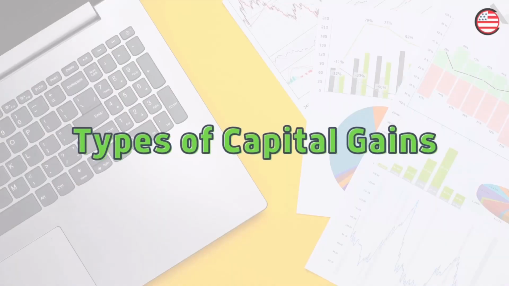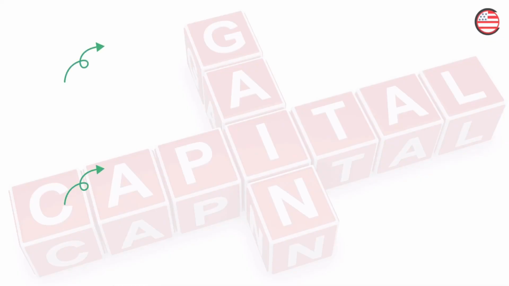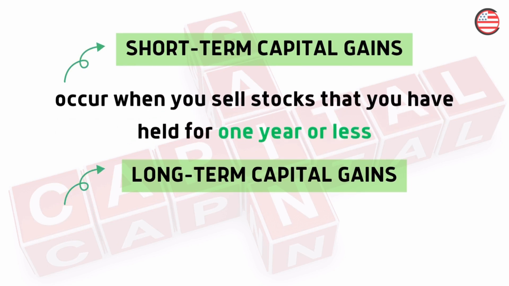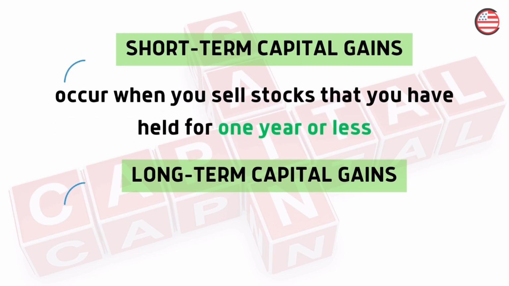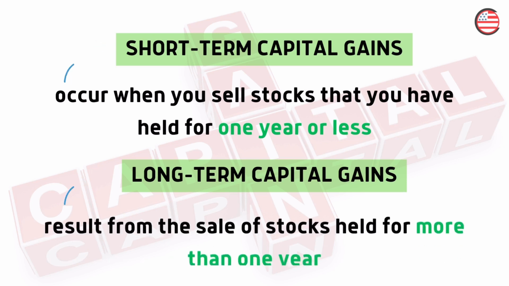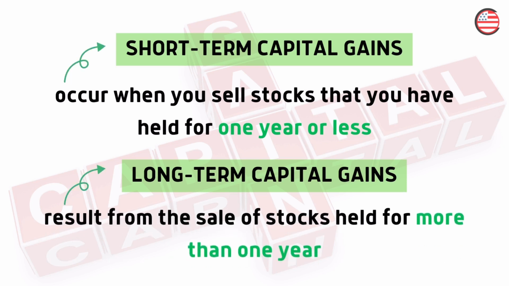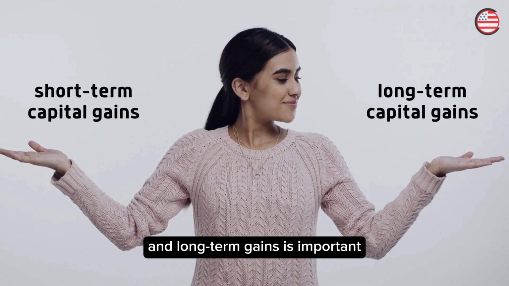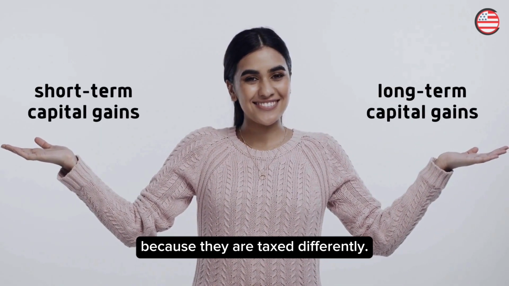Types of capital gains. There are two types of capital gains, short-term and long-term. Short-term capital gains occur when you sell stocks that you have held for 1 year or less. Long-term capital gains, on the other hand, result from the sale of stocks held for more than 1 year. The distinction between short-term and long-term gains is important because they are taxed differently.